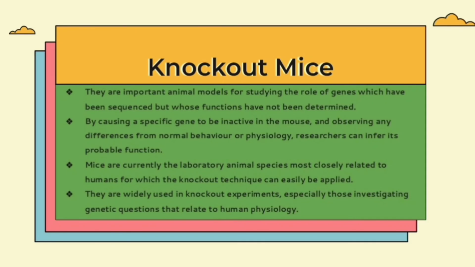They are important animal models for studying the role of genes which have been sequenced but whose functions have not been determined yet. By causing a specific gene to be inactive in a mouse and observing any differences from normal behavior or physiology, researchers can determine its probable function. Mice are currently the laboratory animal species most closely related to humans for which the knockout technique can easily be applied. They are widely used in knockout experiments, especially those investigating gene functions that are related to human physiology.